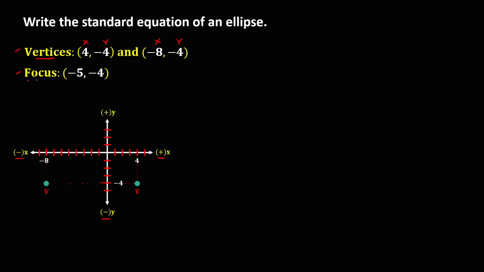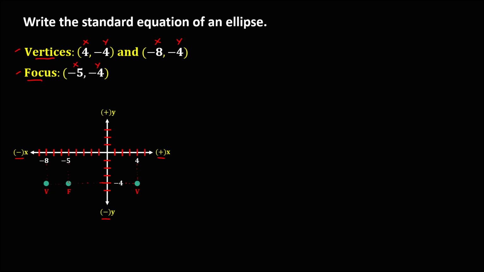Then from this focus, x is negative 5. So this is negative 5 for x. Then y negative 4. And this is negative 4 for y. Then connect. So this is now the point for the focus.